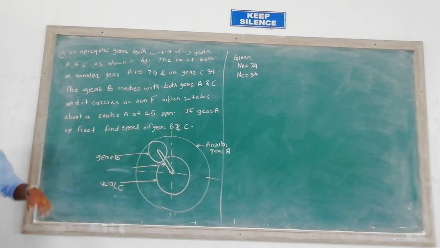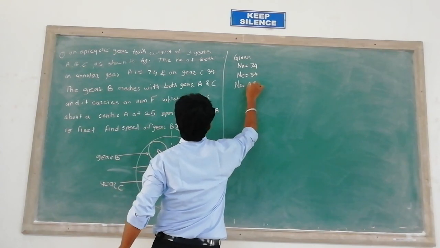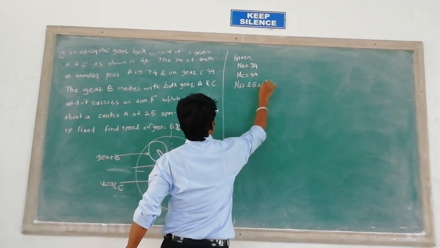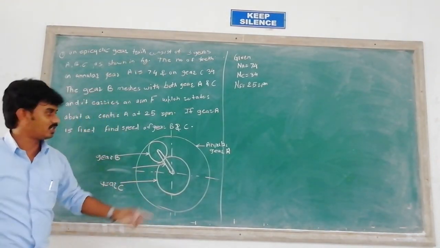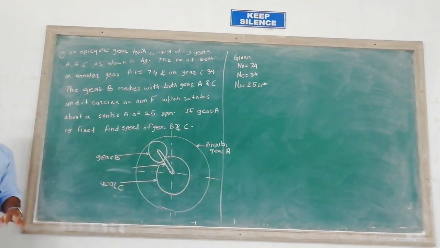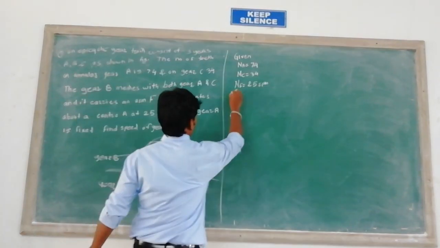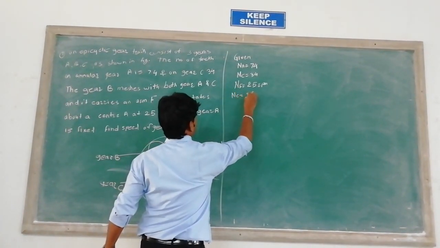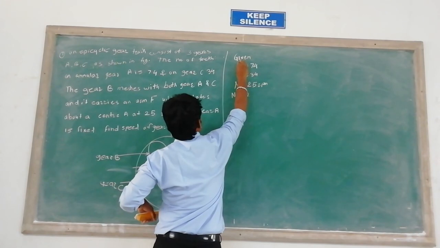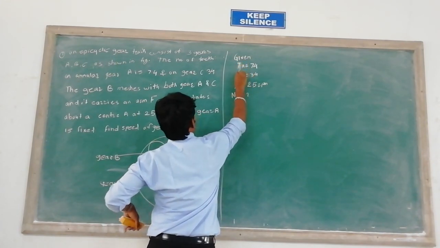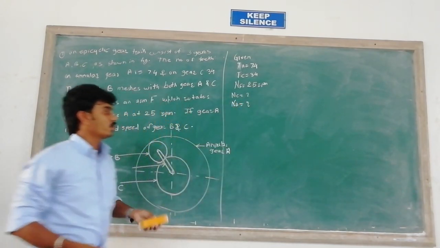Above the center A at 25 rpm means the speed of the arm F is equal to 25 rpm. If the gear A is fixed, here they have given that condition, the gear A is fixed. Find the speed of the gear B and C. We have to find out N, sorry, this is the number of teeth, that is TA, and the number of teeth of C, that is TC. We have to find out the speed of the gear C and the speed of the gear B.